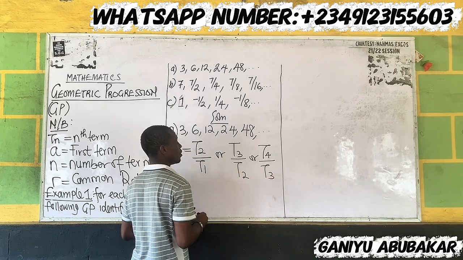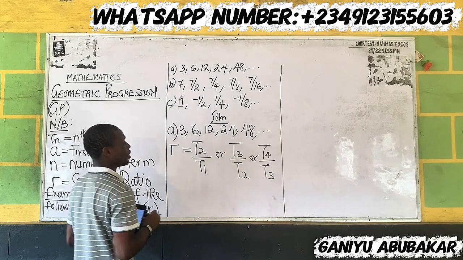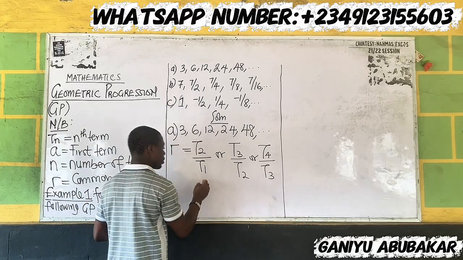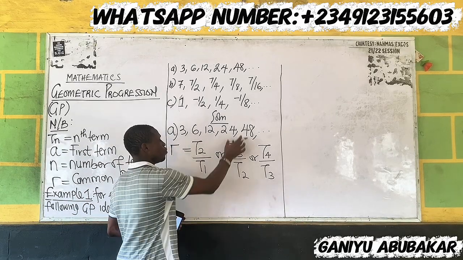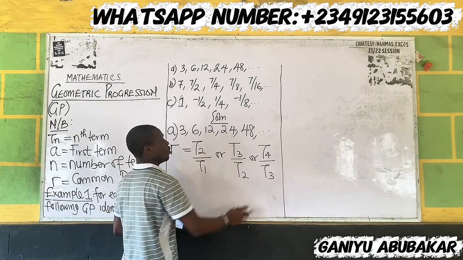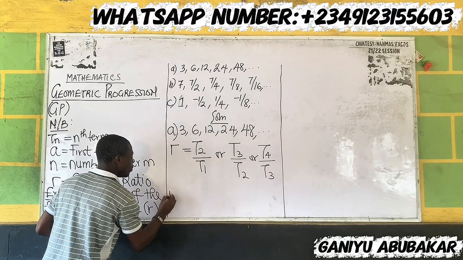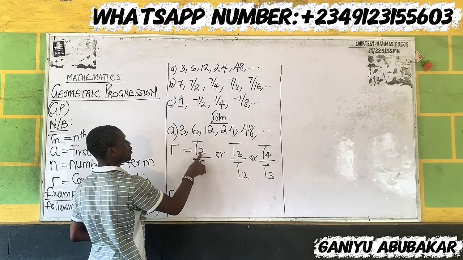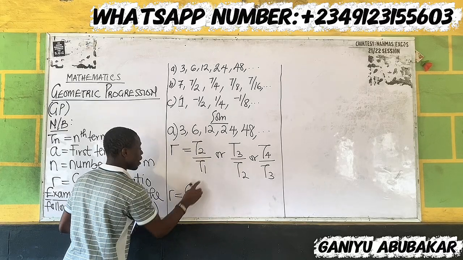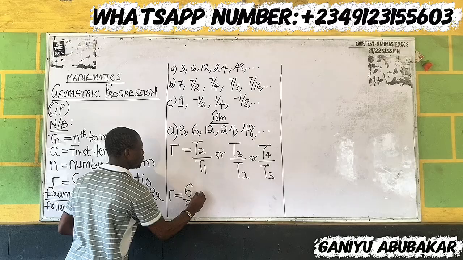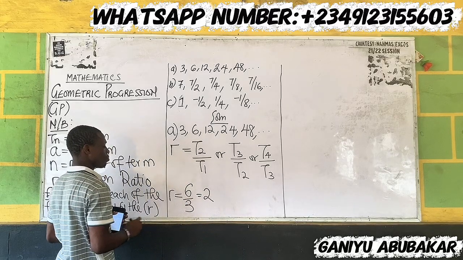You can see this, please. These are several ways to which you can get the value of R. If you use this one here, you have the same value. If you use this, you have the same value of R. Let's prove this, please. R is equal to, if I apply this, T2 is 6 over T1 is 3. If I divide 6 by 3, that gives you 2 as my answer.